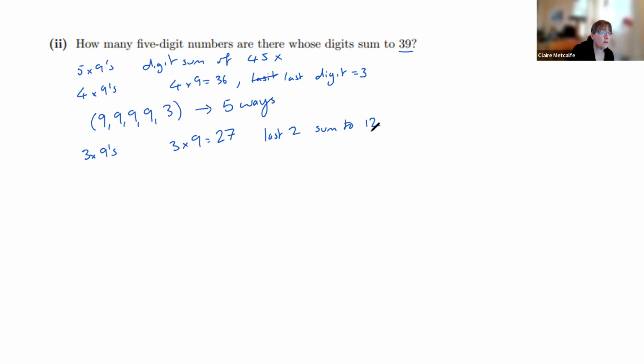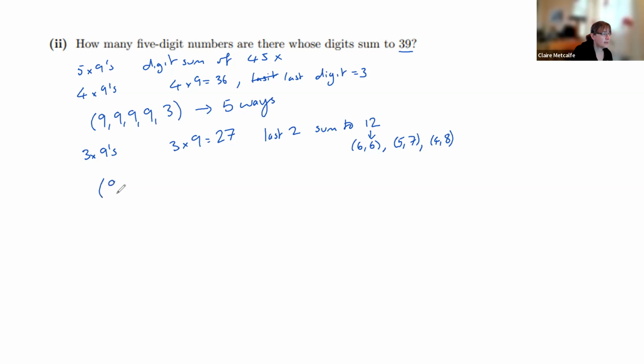So to sum to 12, this could be a 6 and a 6. That has a sum of 12. It could be a 5 and a 7. That also has a sum of 12. It could be a 4 and an 8. What it can't be is 3 and 9, because we've already talked about that possibility in the 4 9s version. So these are the different options.